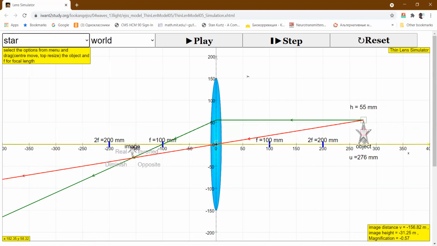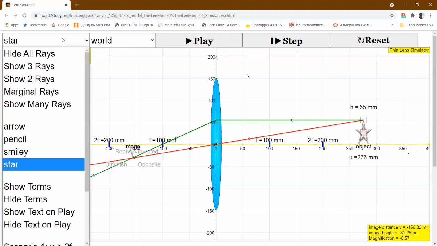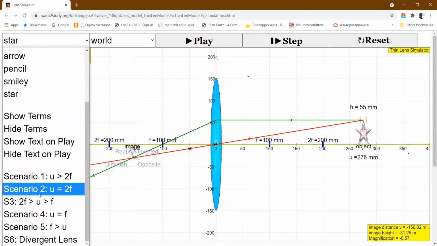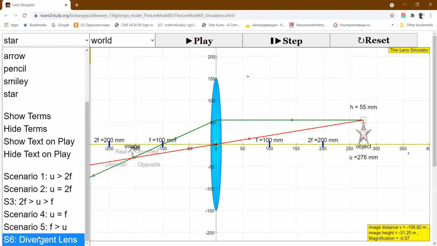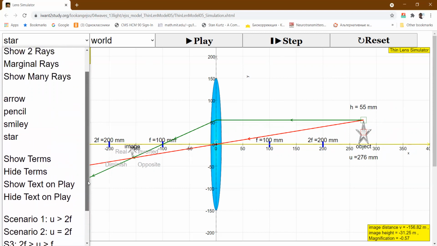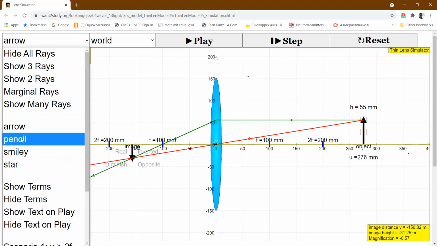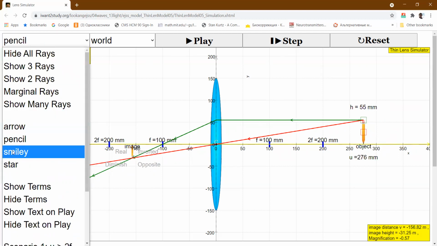Okay, you can play a little bit with this program. Here you can change modes a little bit. If you don't like the changes you did, you can just click reset. It also has several short movies which you can watch to see how everything is moving. You can just go down here and look at scenario 1, scenario 2, and scenario 3, 4, and divergent lens. Okay, what else you can do? You can change the object you have. You have arrow, you can have pencil, and you can have smiley, and you can have star.